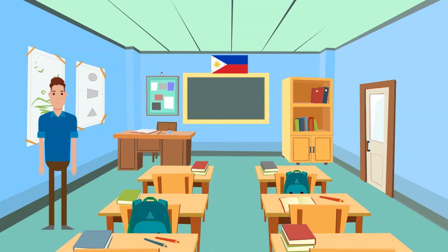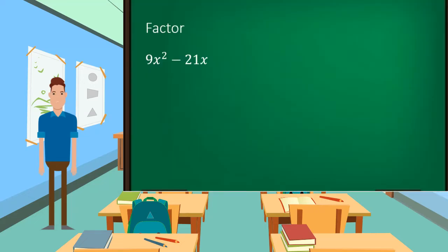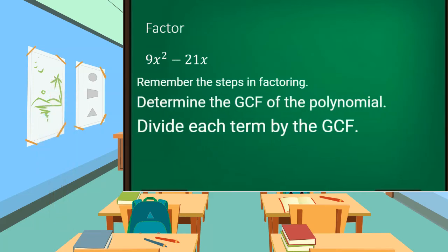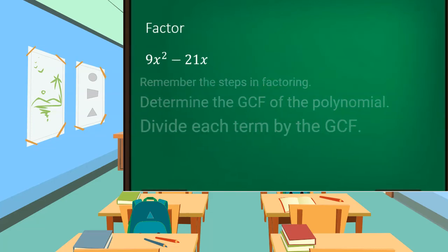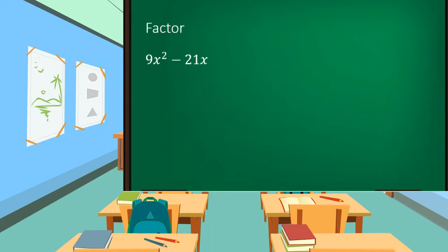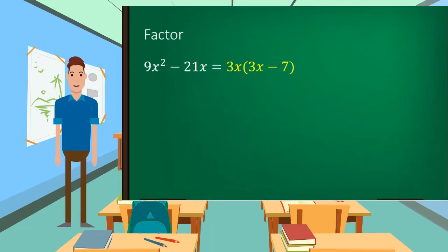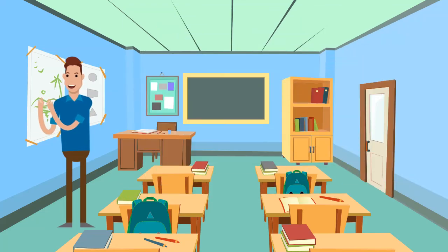Now, it's your turn to factor the following polynomials. What is the factored form of 9x^2 minus 21x? I will be back, after a few seconds, to check your answer. The correct answer is 3x times (3x minus 7). Good job if you got it correctly. Let's have the next polynomial.